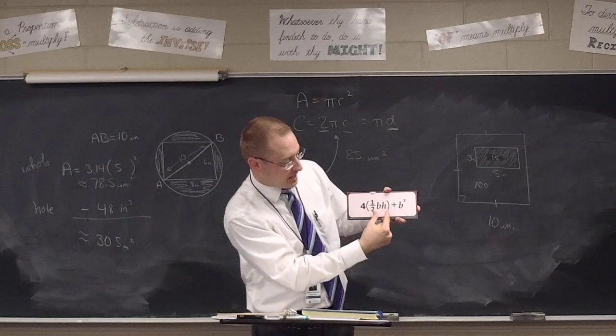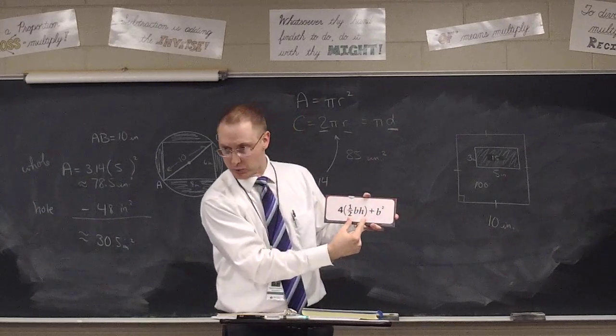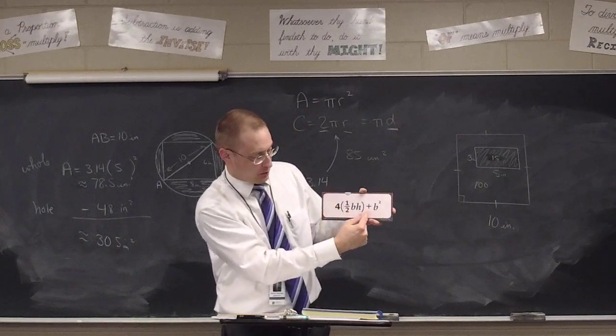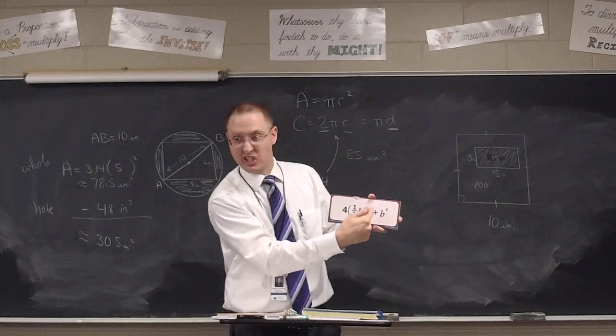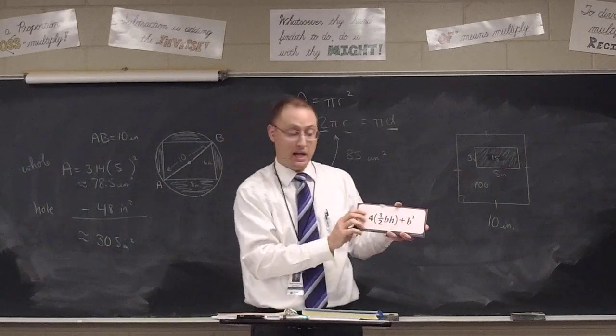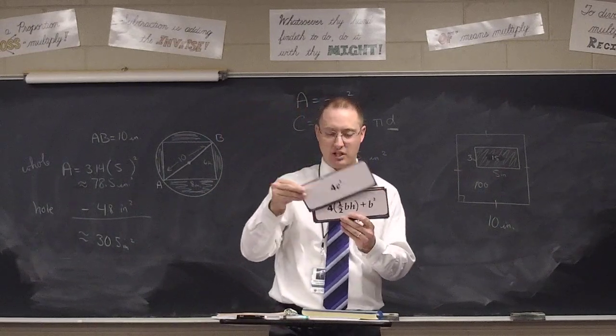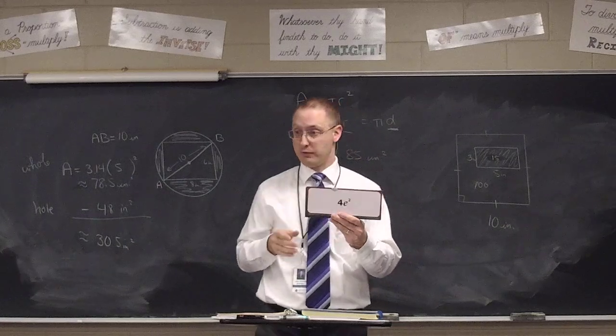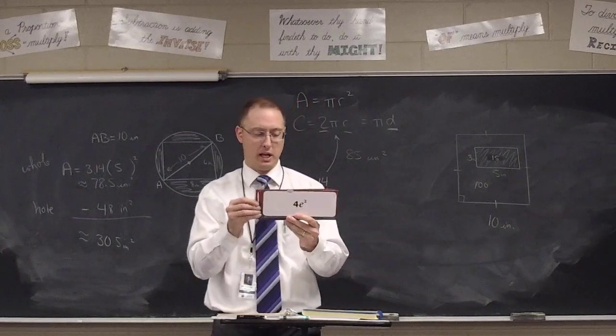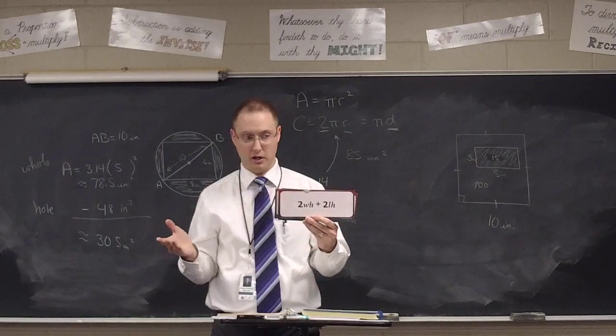Again, if you can kind of read between the lines, you know a half bh is a triangle, right? So 4 triangles plus b squared, side squared, if you will, is your square base. So there's some ways you can kind of read into this. This is a lateral surface area. Cube, okay. Also lateral surface area.